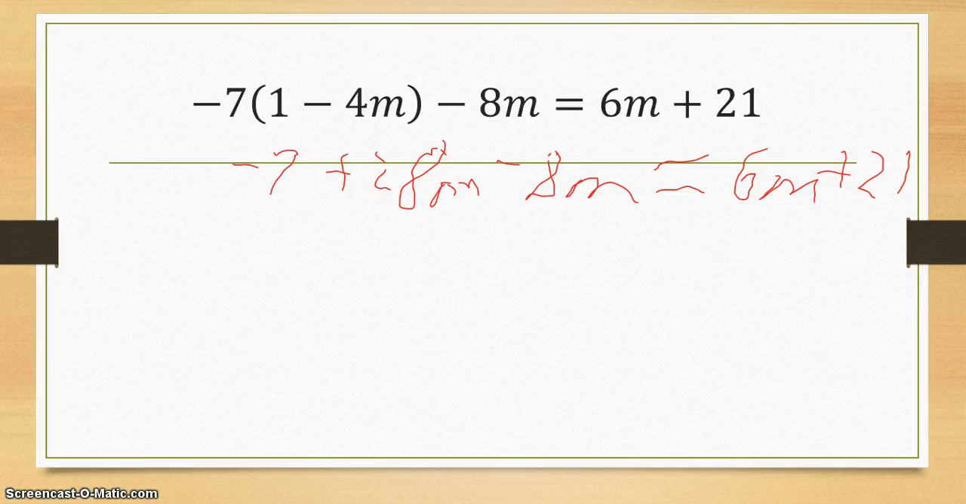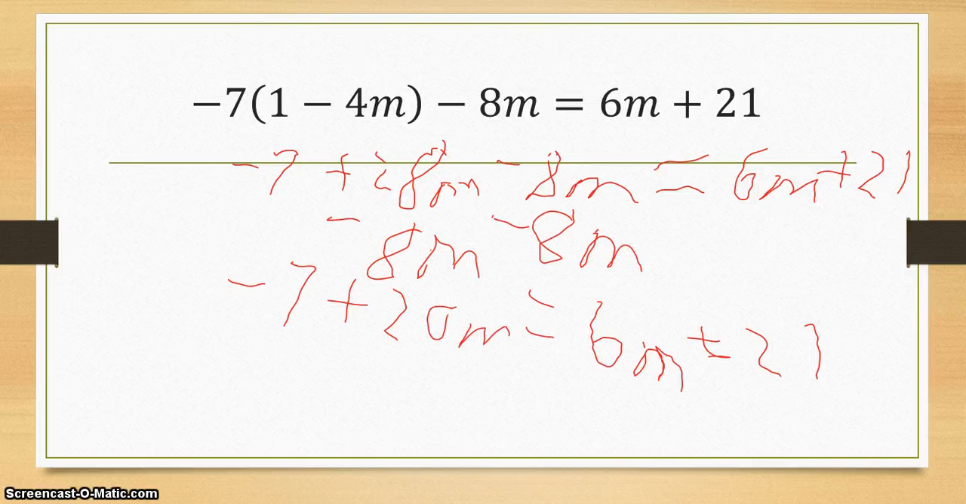Next, we're going to have to combine like terms, so we get -7 + 20m because we have to subtract 8m from 28m, and then we have a total of -7 + 20m = 6m + 21.